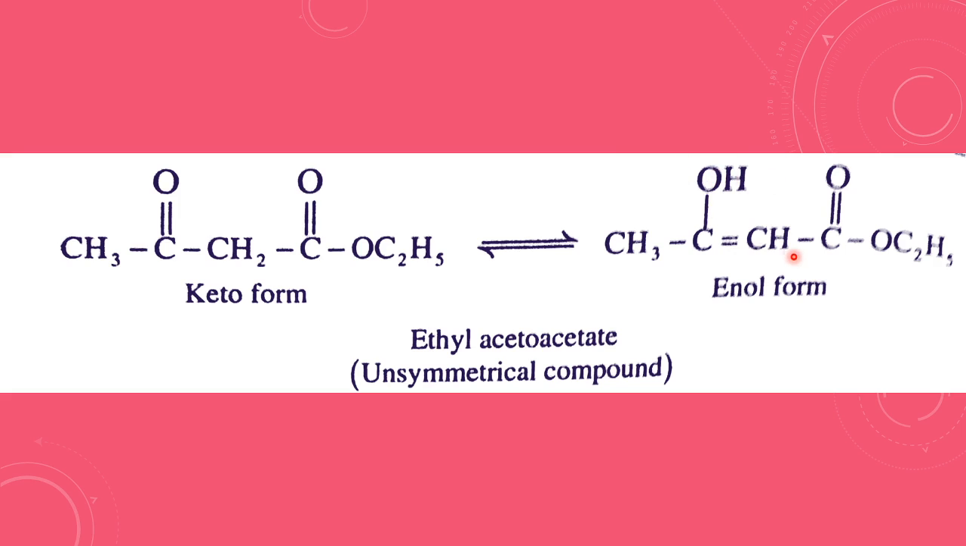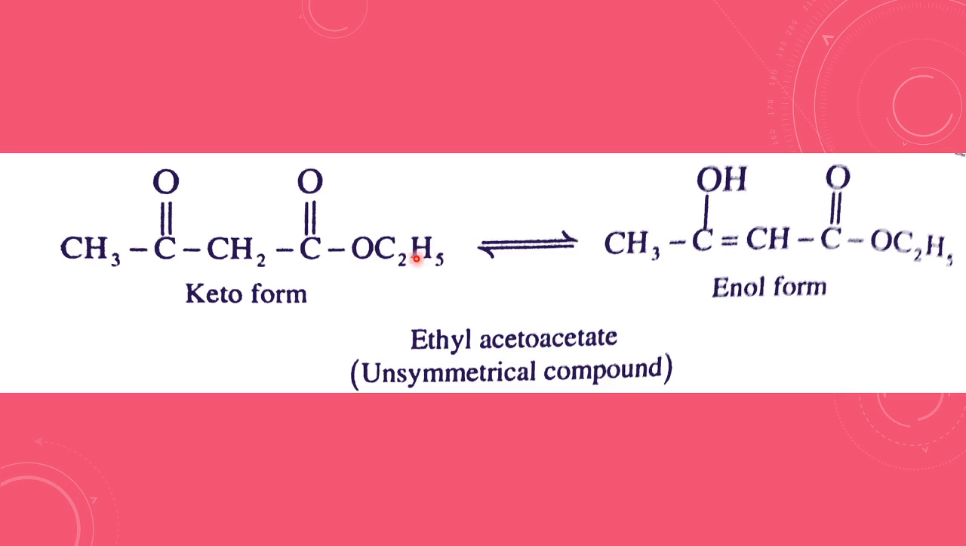It is the alcohol, so it is used as an "OL", and here is the presence of the carbon-carbon double bond. It is written as "EN", so it is an enol form. The name of this compound is ethyl acetoacetate. Here is the ethyl group, so its name is ethyl acetoacetate.